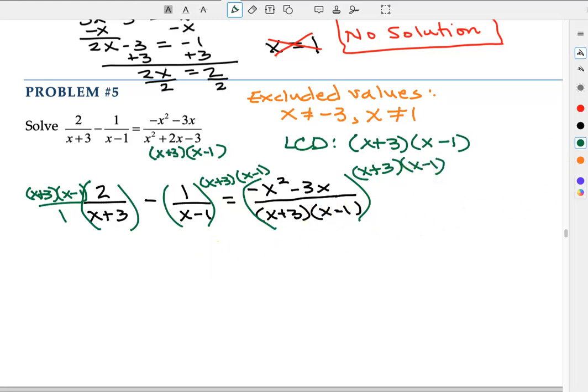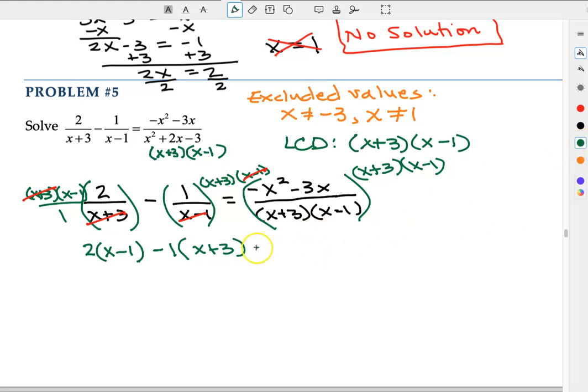All right, and now we just need to start killing off our denominators, right? X plus 3 on the bottom, we get rid of it there. And then that's going to leave me with just 2 times x minus 1. On this next one, my x minus 1's divide out, and then I'm just left with negative 1. I got that negative 1 there, times x plus 3.